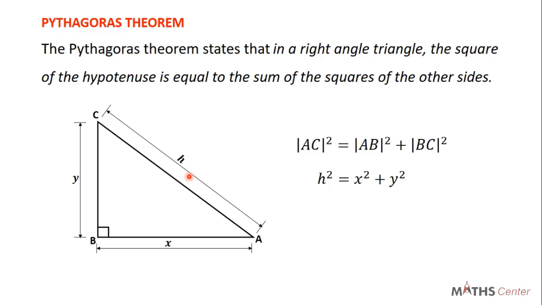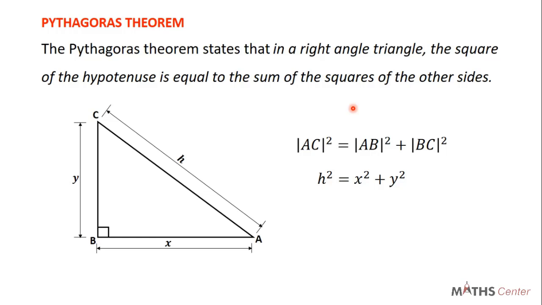From this diagram, we know that the hypotenuse is represented by h. So h squared is equal to AB is represented by x, so x squared, plus BC is represented by y, so y squared. So h squared is equal to x squared plus y squared. So the Pythagoras theorem states that in a right-angled triangle, the square of the hypotenuse is equal to the sum of the squares of the other sides.